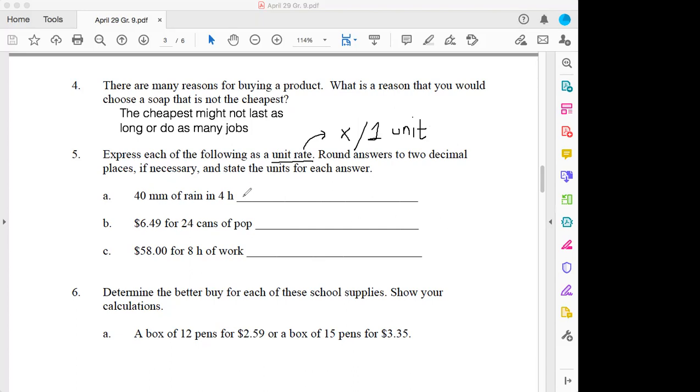Okay, so the same way that we did with the plates, all you're going to do is divide. So you would do this divided by our second number. That way it tells us how many millimeters of rain per hour. So if we were to do that into a unit rate, 40 divided by 4. That means that we're going to get 10 millimeters of rain per 1 hour.